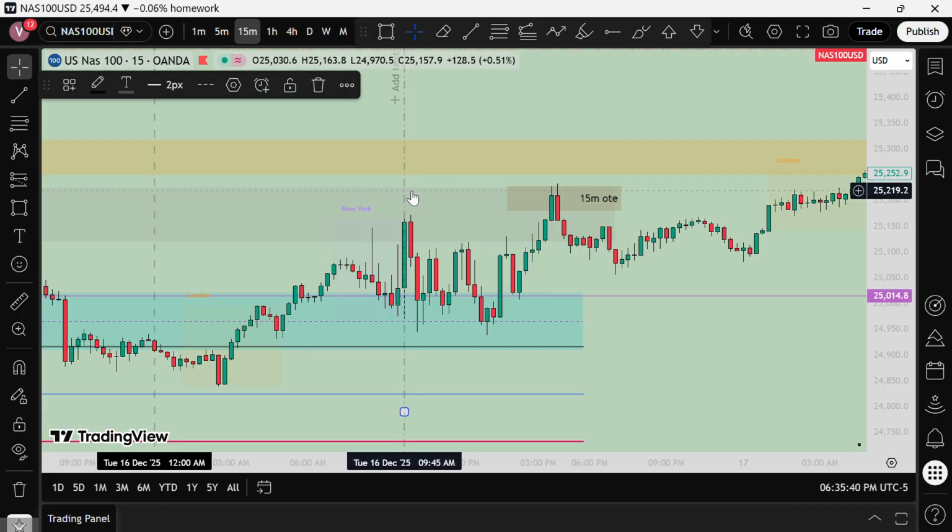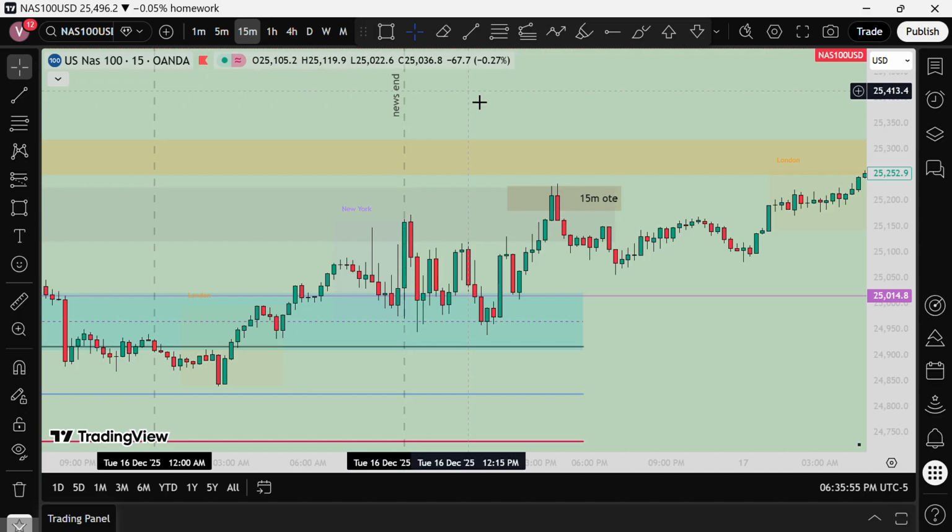I'll draw a horizontal line on that and label it news. And so this is where all the news data is done coming out for the day, and then we can start finding a setup to trade.